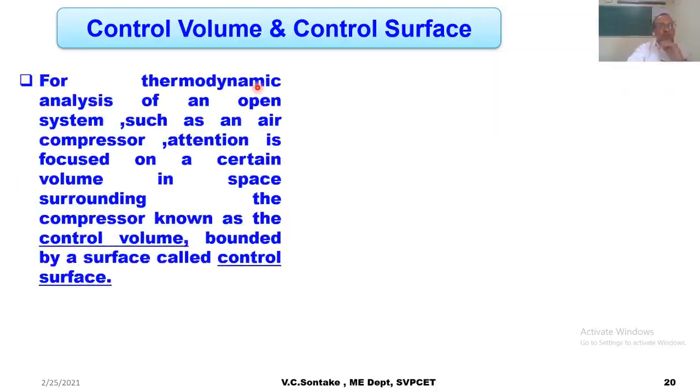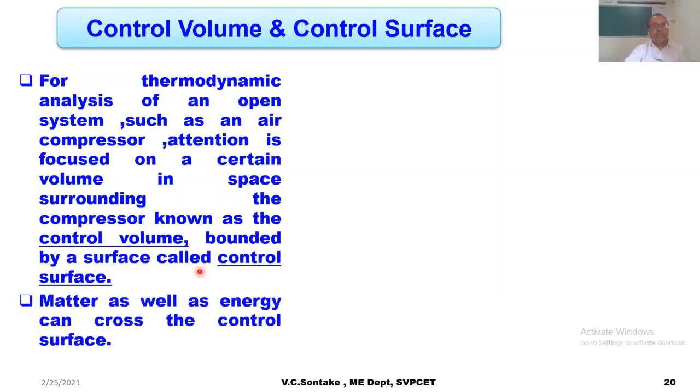Control volume and control surface. This is a very important concept and we will frequently encounter these terms, control volume and control surface. For thermodynamic analysis of an open system such as an air compressor or IC engine or turbine, attention is focused on a certain volume in space surrounding the compressor, known as the control volume, bounded by a surface called the control surface. Matter as well as energy can cross the control surface.